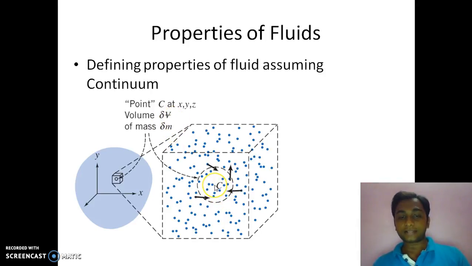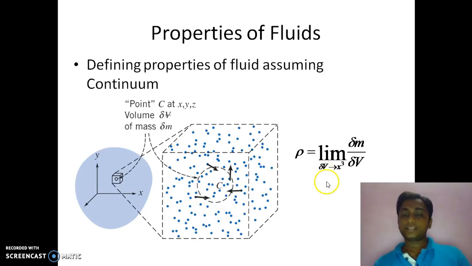But I want density at this point C. How are we going to define that? It is defined as rho equals limit delta V tends to x cube of delta M divided by delta V, where delta M is the mass and delta V is the volume. What does this limit tell us? Delta V approaches x cube. Delta V is a very small volume, but it is not tending to 0. It is tending to such a critical volume that the number of molecules within this volume should be significant, so that there will not be any variation present in the density. So this delta V tending to x cube is a critical volume.